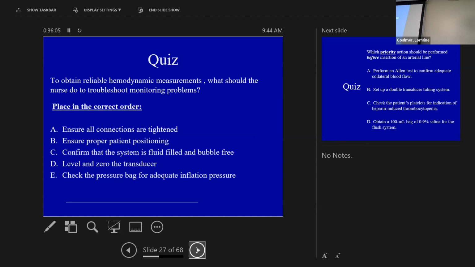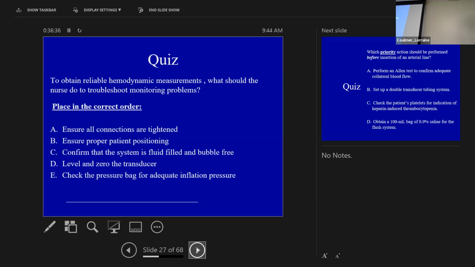Then what do I want to do? E, yep, I'm going to check that pressure bag. And then you want to make sure it's fluid filled. Yep, C, yep. And make sure they're all tightened. Now I got to tell you, if this is even a little bit loose here, blood will backflow. I walked into the room, there was a puddle of blood in the room. I'm like, ah! So make sure your connections are all tight.